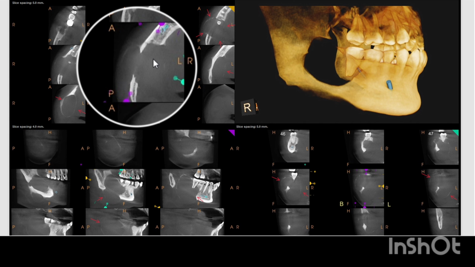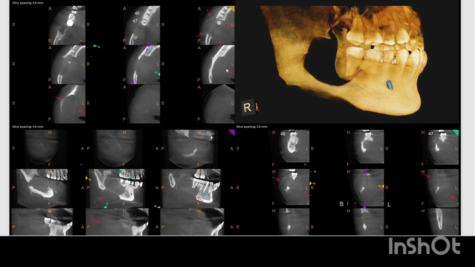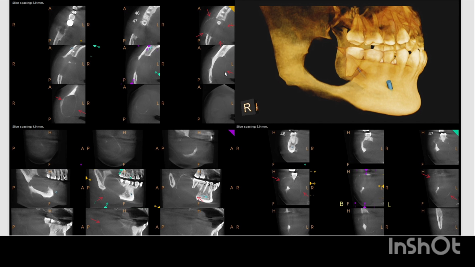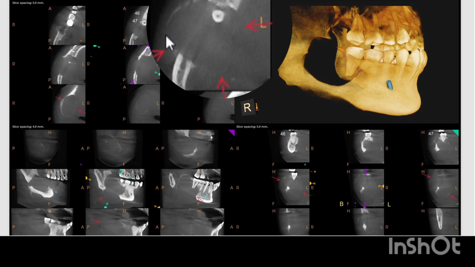If we first talk about the lingual cortex, it exhibits significant expansion, thinning, and partial dehiscence. Apart from that, if we go to the buccal cortex, it exhibits expansion, thinning, and focal dehiscence with respect to the buccal cortex as well.